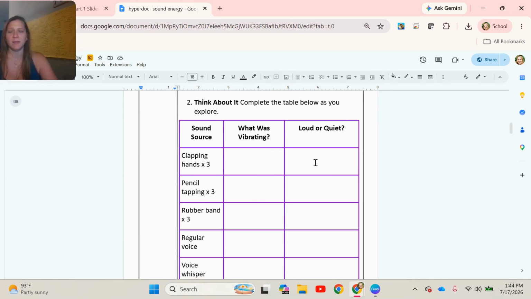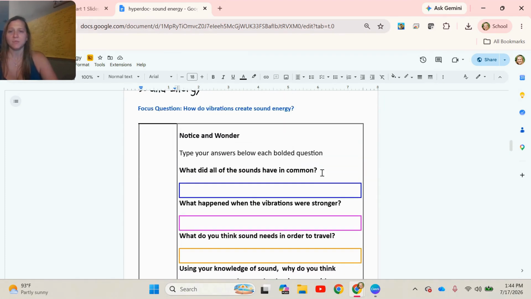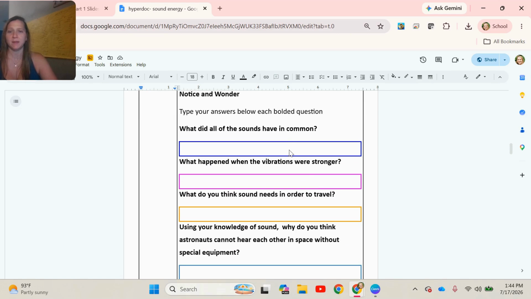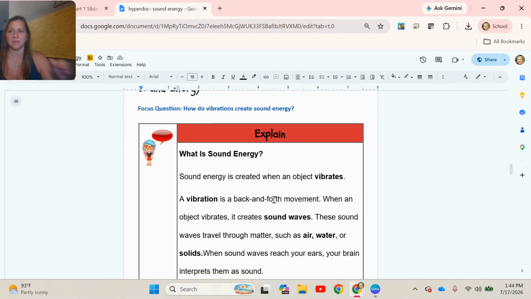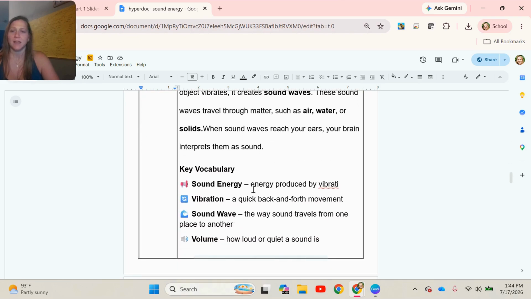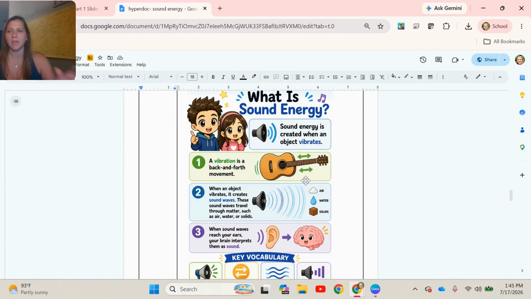What did they feel was vibrating? Was it a loud or quiet sound? Then they have some wonderings, where they type in their answers about what's happening during that little mini lab they just did. The next section is explain. This is where you do the actual teaching. So this is where I introduce them to important vocabulary words or any important concepts. I included my vocab words, and then I also always like to include some kind of an infographic to help the students connect what they're learning to a picture.